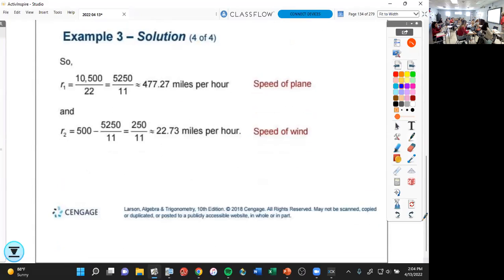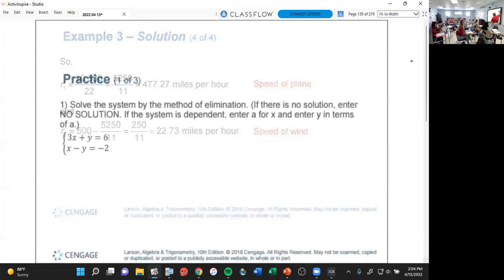They got the speed of the plane to be about 477.27 and the speed of the wind to be about 22.73. And again, that'd just be a matter of plugging stuff in. And if I'm not mistaken, that's it.